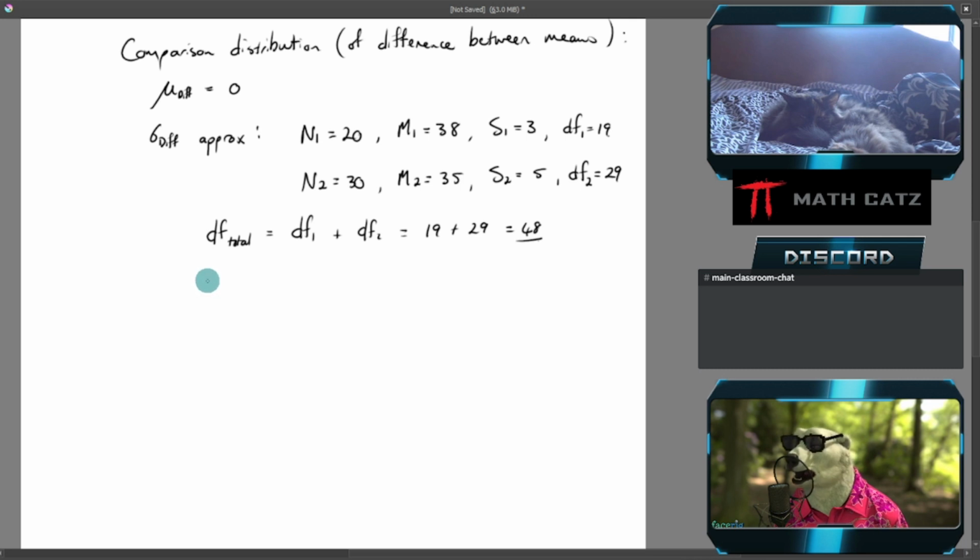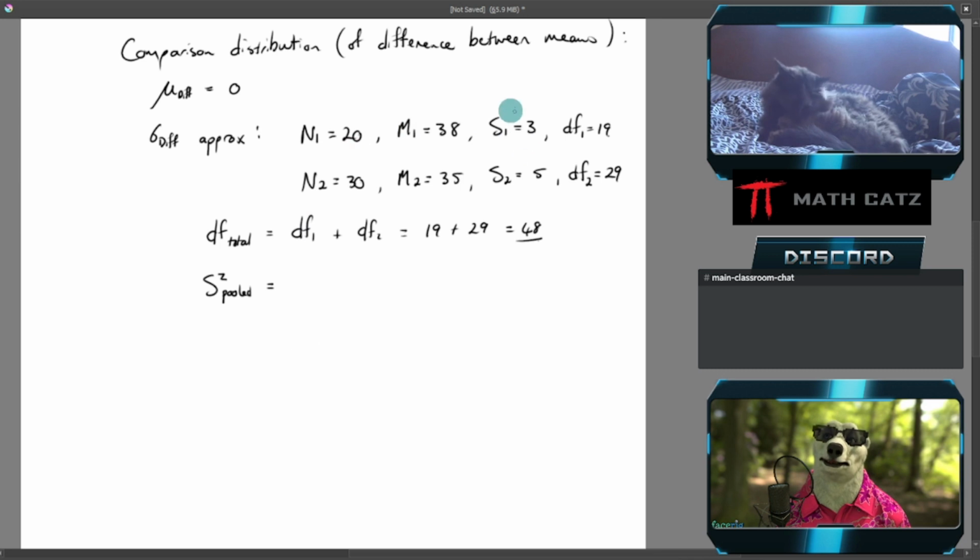Now we're going to pool the estimated variances together. Pooled variance. Now each one has a variance here, right? This is the standard deviation estimate, so I would square it. So this one is 3 squared and this one is 5 squared. However, they come from different sample sizes. I'm going to weigh them according to the degrees of freedom, which is directly related to the sample size.